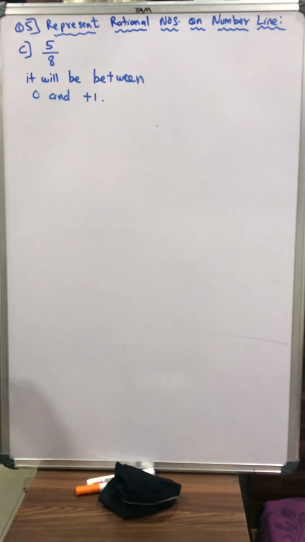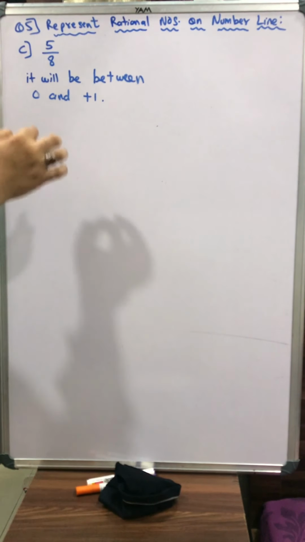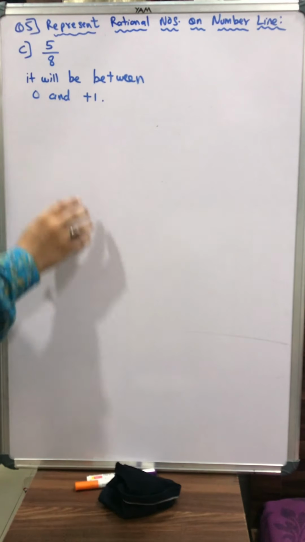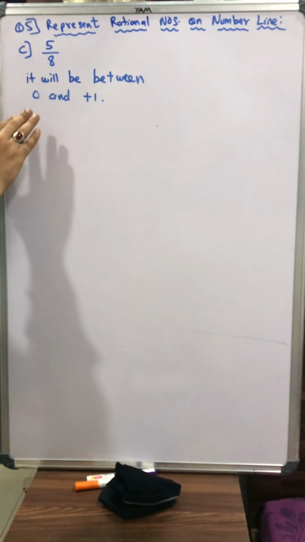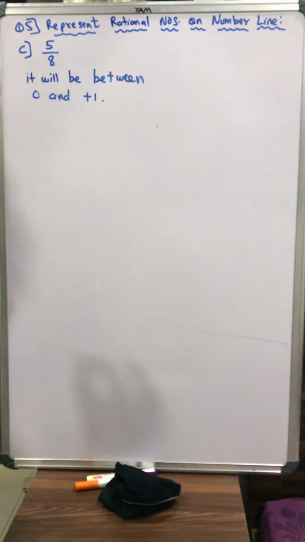Now everything remains the same as what I taught you in my previous lecture. I am teaching you all from scratch. Pay attention carefully. So it will be between 0 and 1. Now we have to plot 5 upon 8. Now the best part about this proper fraction is we don't have to divide.